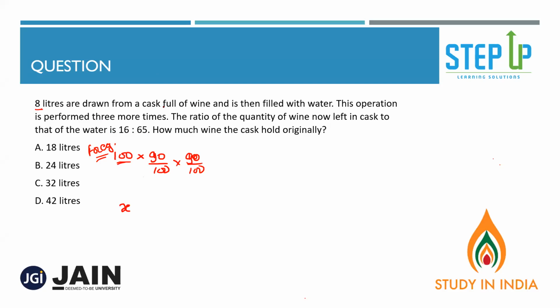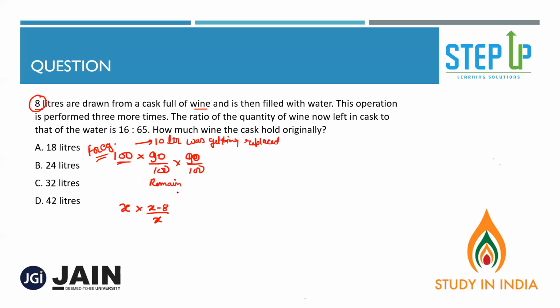Now 8 liters are drawn from a cask full of wine and is then filled with water. It means what is the replacing quantity here? Like in one question, 10 liters was getting replaced. In the previous to previous question, 4 liters was getting replaced. In the previous question, 9 liters was getting replaced. So in this question, what is getting replaced? 8 liters. So I'll write X minus 8 upon X. Correct. X minus 8 out of total. That is what is going to remain.